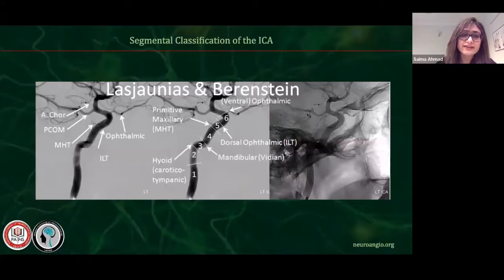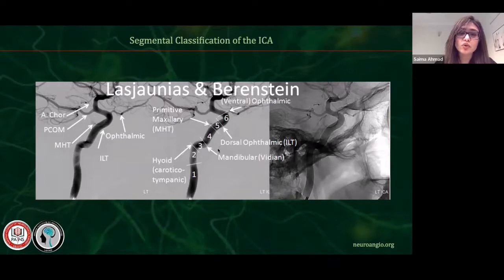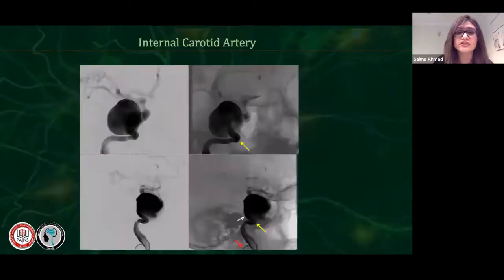But the great Lasjaunias developed this segmental classification, which only explains the segments of the intradural compartment of the ICA, and he does not take the anatomical landmarks. However, he takes the embryological development of the vessels as the parts. So these are the segments, for example, ILT, dorsal ophthalmic artery, then the MHT, and then the mandibular division. But this is only the physiological classification. It does not give us any edge during the surgical dissection or during the endovascular procedures.